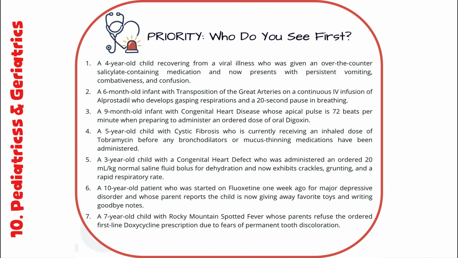A 10-year-old 1 week into fluoxetine whose parent reports the child giving away toys and writing goodbye notes, an active suicide risk signal under the black box warning. And a 5-year-old with cystic fibrosis receiving inhaled tobramycin before any bronchodilator or mucus-thinning medication has been given. A sequencing error that leaves the antibiotic sitting uselessly on top of unthinned mucus plugs, therapeutically wasted.